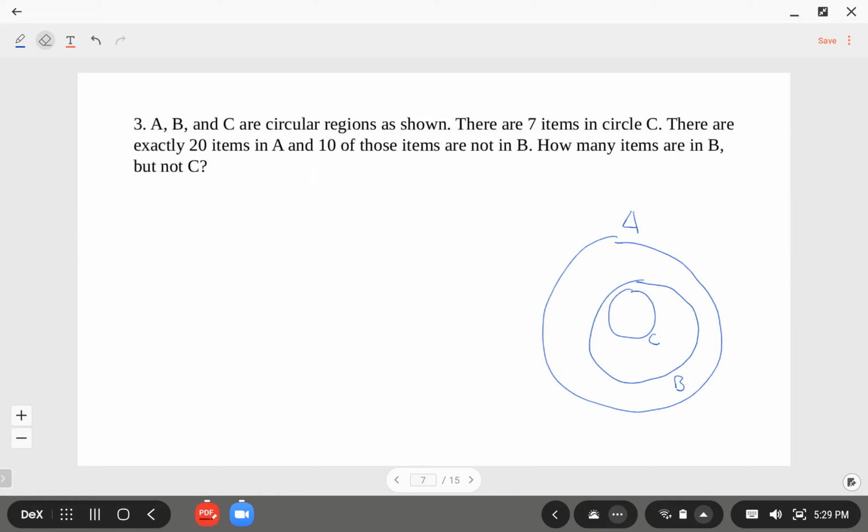There are 7 items in circle C. Let's just eliminate that, since it's already in circle C, and there are exactly 20 items in A, right? That means there are 20 items in A, C, and B because C and B are included in A, which means 20 minus 7 equals 13. So 13 items for A and B because we already included C. And 10 of those items are not in B, which means they're in A. And then 20 minus 10 minus 7 equals 3.